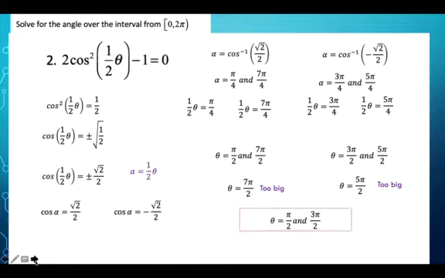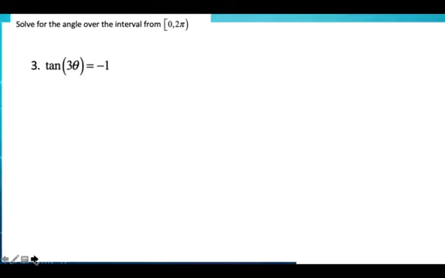All right, our next example is going to be a tangent. We haven't talked about tangent yet. Again, tangent's the same idea, but we just have to remember, tangent is positive in quadrants 1 and 3 and negative in quadrants 2 and 4. So this 3 will indicate that we're going to go around the circle 3 times. Normally we would have 2 solutions, so now we're going to have 6 solutions.